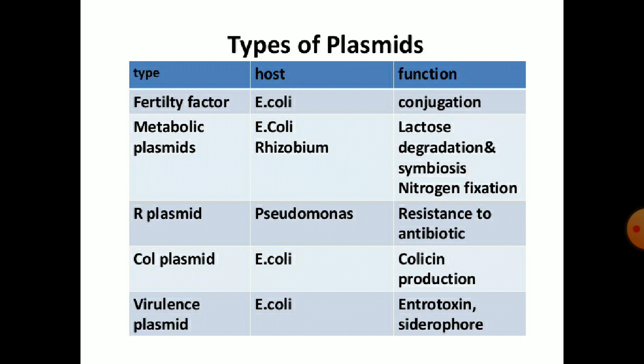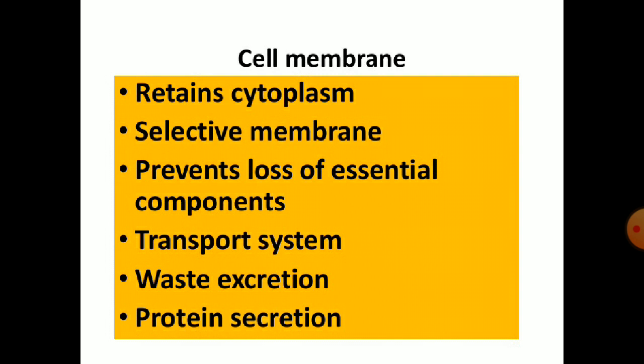First, the fertility factor. Next, metabolic plasmids, then the R plasmid. Next is the Col plasmid, and then the virulence plasmid. Only for the metabolic plasmids and the R plasmids does the host change; for the other three the host is E. coli. Their functions are conjugation, lactose degradation, symbiosis, nitrogen fixation, resistance to antibiotics, colicin production, enterotoxin, and siderophore.